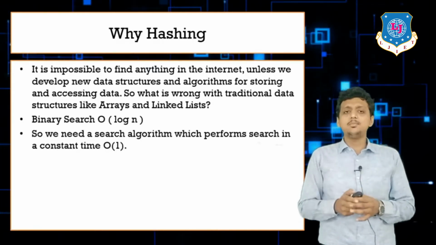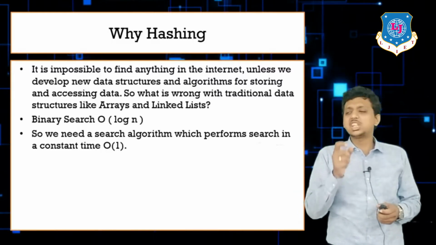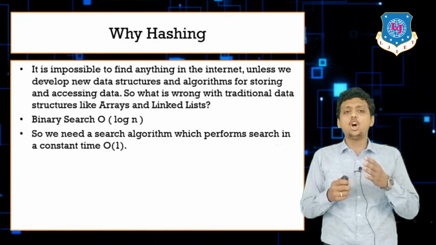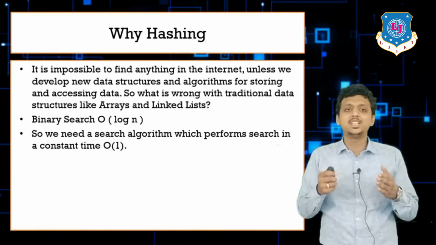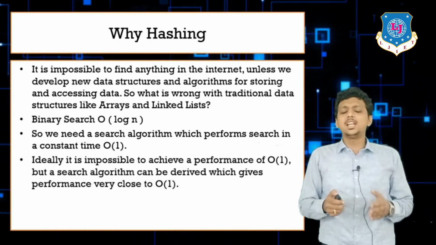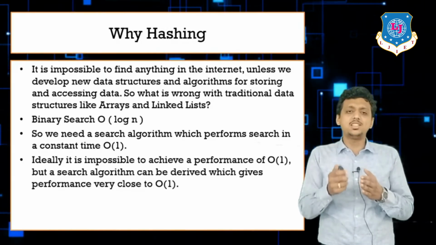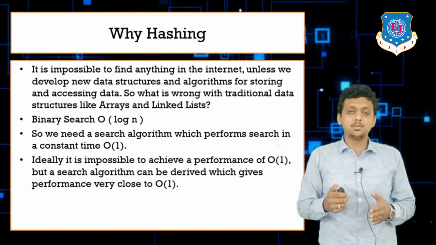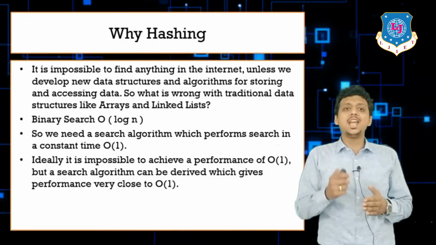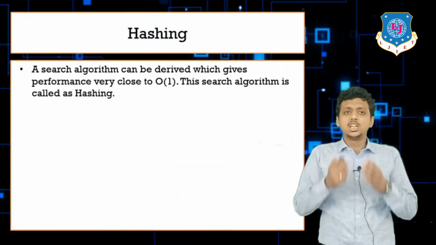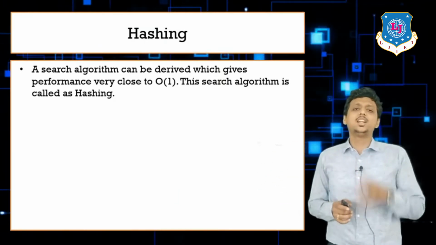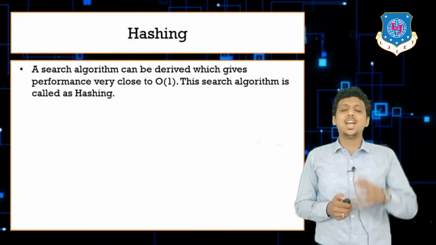So at that time we need an algorithm which can improve our search performance, or give a search performance in constant time. Constant time means we can say O(1). Ideally, in one comparison you will get the result. It is not possible, but we try to get nearer to O(1), and the method which gives you performance very close to O(1), that search algorithm is called hashing.